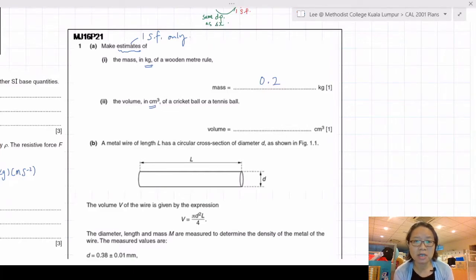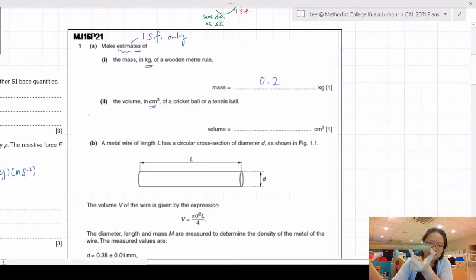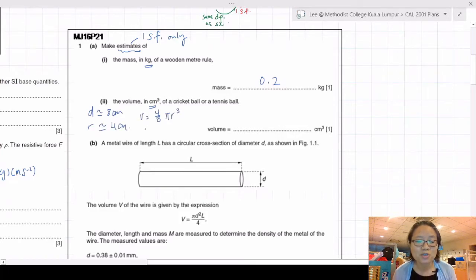So let's say you think about a tennis ball, right? Then you're like, I don't really know what is the width of a tennis ball. So maybe you guess the diameter is about 8 cm. My hand here is about 8 cm. Okay, I actually have a tennis ball in my desk, but never mind lah. So you can estimate the radius is about 4, and then you plug it into the equation, 4 over 3 pi r cube. Okay, then you get around 300 cm cube.